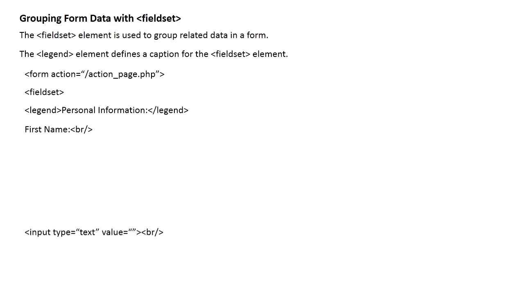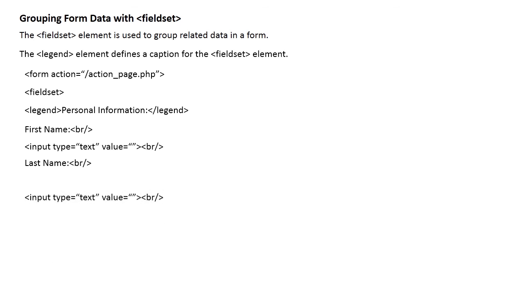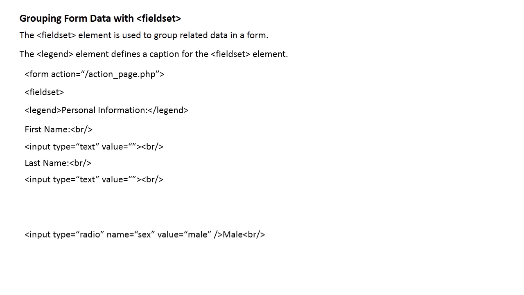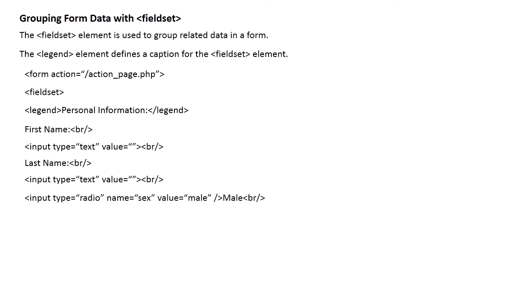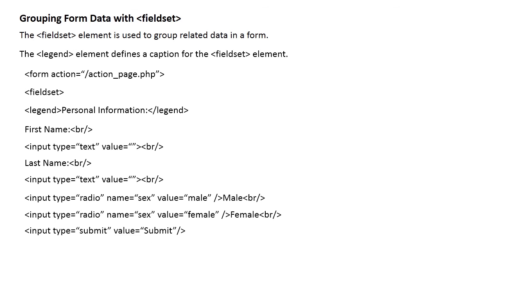Then we have first name, with its input type. Then we have the last name, with its own input field. Then we will use radio buttons for male and female. Then we have the input submit button. Then this is how you close the fieldset. This is how, if you want to group the form using a fieldset, the arrangement might be. You close your form.